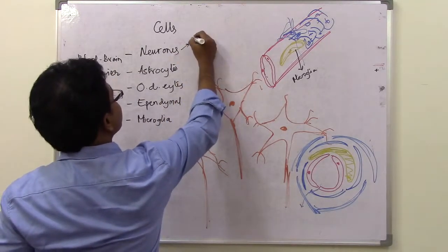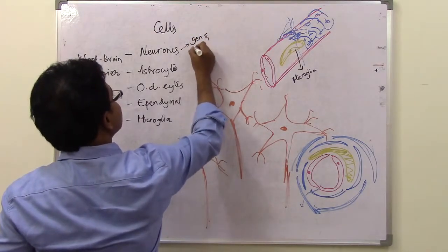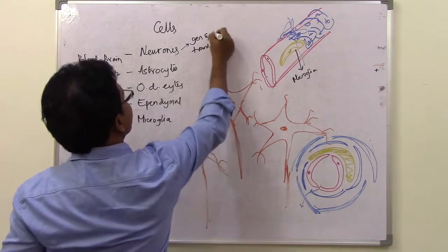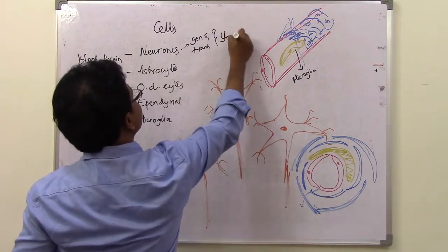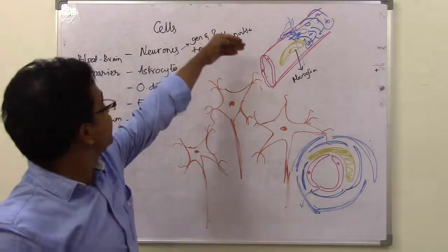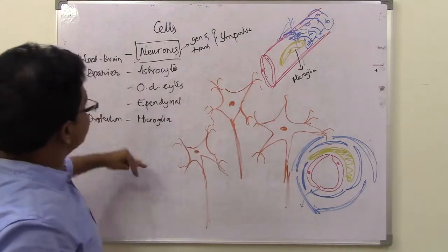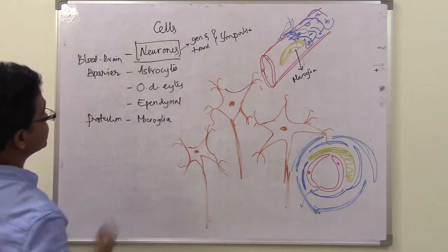What is the function of a neuron? A neuron is like initiating, generating and transmitting an impulse. This is the main function, right? To receive information and to give commands, this is the main function of our neuron. So the rest of the cells provide support, the connective tissue.